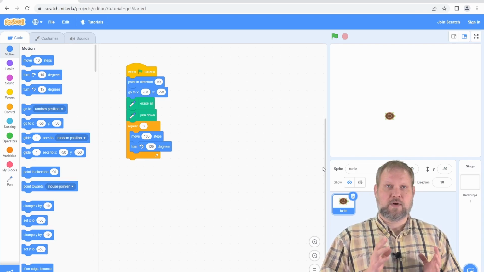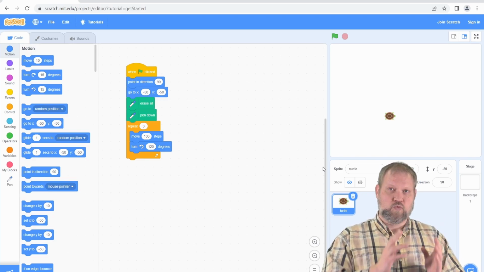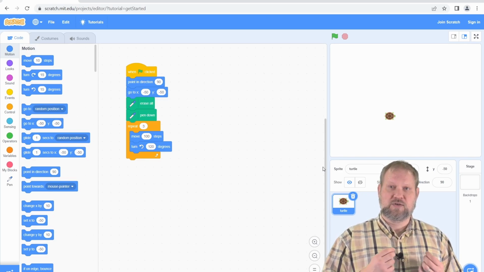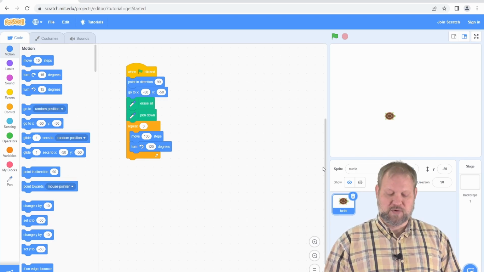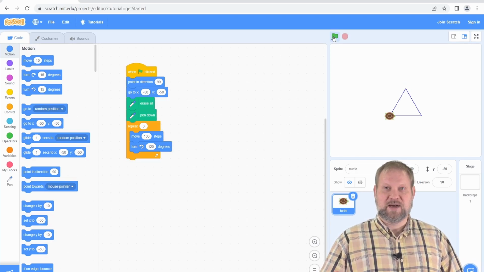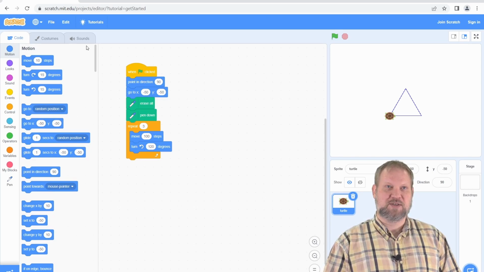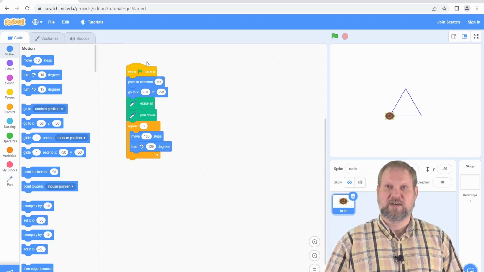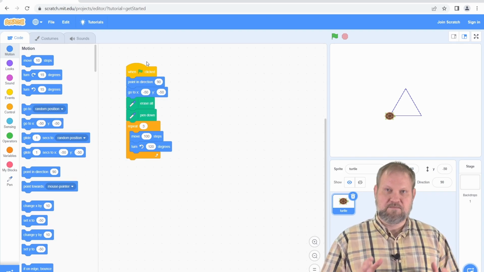So at this point, you've already seen this program. You've run it and you've looked through the blocks and tried to understand what this program is doing. I'll go ahead and run it again just so we can see. Yep, it draws a triangle, which is kind of what we expect. The name of this program is actually Draw a Triangle. So this really meshes with what we're expecting.